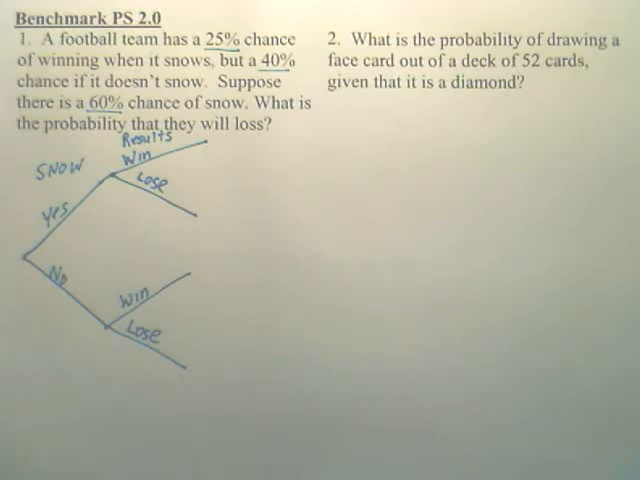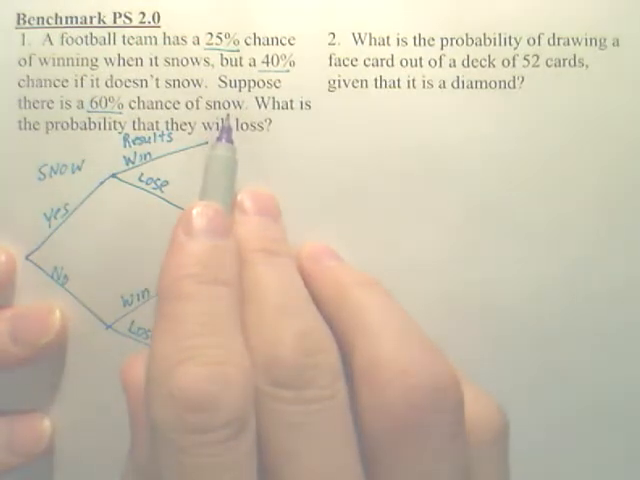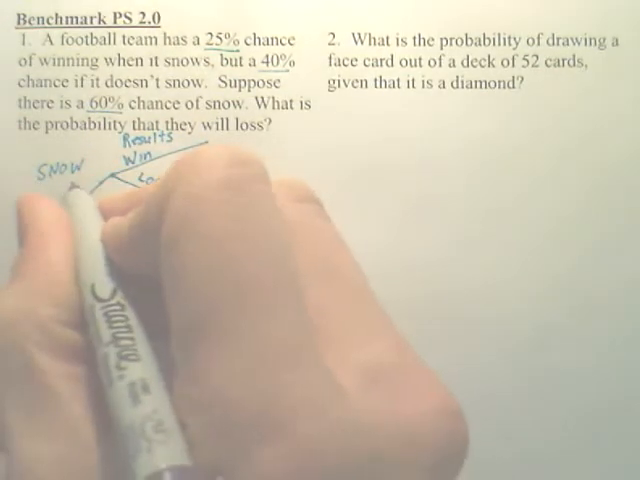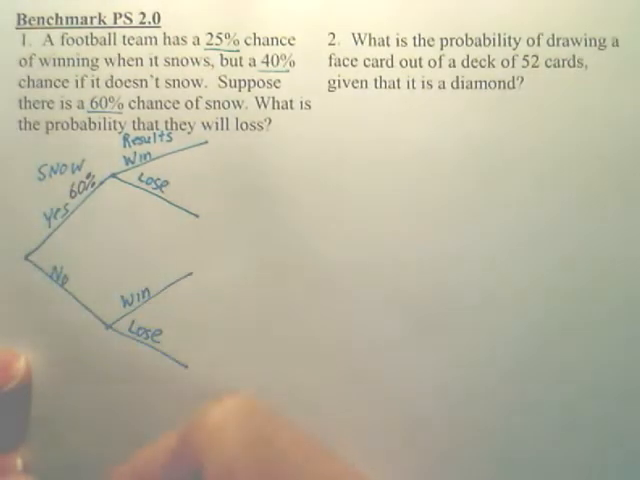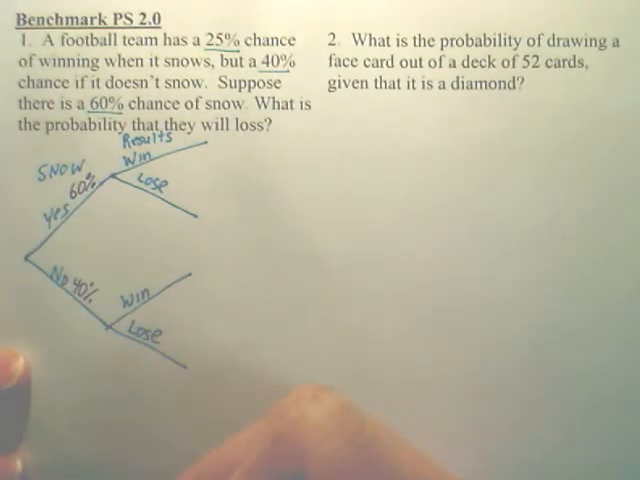Okay, from there, looking at our data, we have to figure out where all these percents go. That's the hard part. Let's look at the last one. Suppose there is a 60% chance of snow. A 60% chance of snow simply goes right there. Now use your brain and think about what is the chance of not snowing. You should realize with percents right away, 40%. It's either going to snow or not. Okay, so we're done with the 60%.